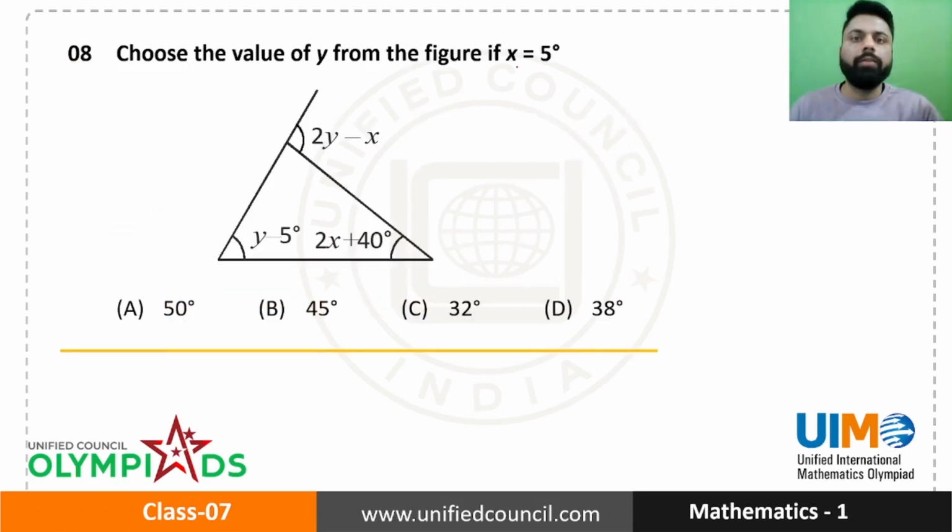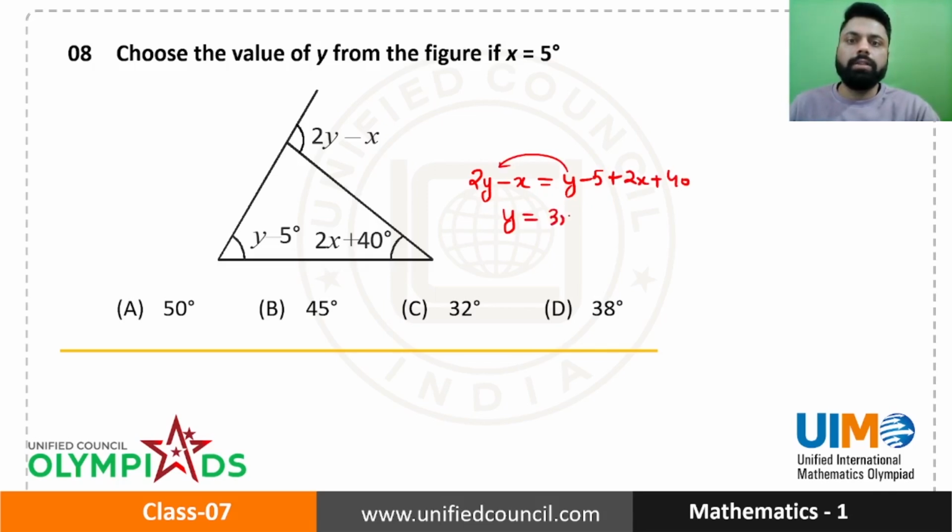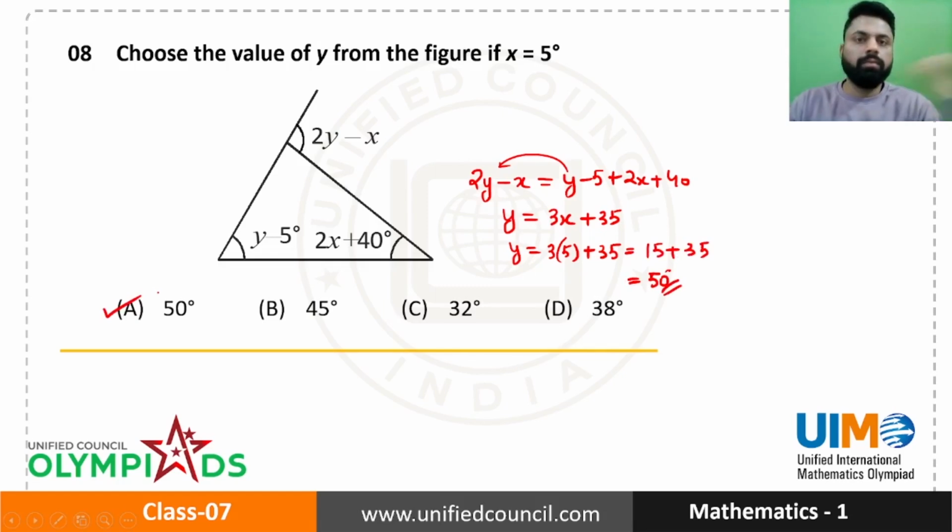Use the value of y from the given figure, if x is 5. So see, by external angle property 2y minus x is equal to y minus 5 plus 2x plus 40. So let's take y together. If you take it over here, so 2y minus y is y, 2x plus x is 3x plus 35. X value is 5. So 3 multiplied by 5 plus 35. This is 15 plus 35, that is equal to 50 degrees. That is the value of y, A option.